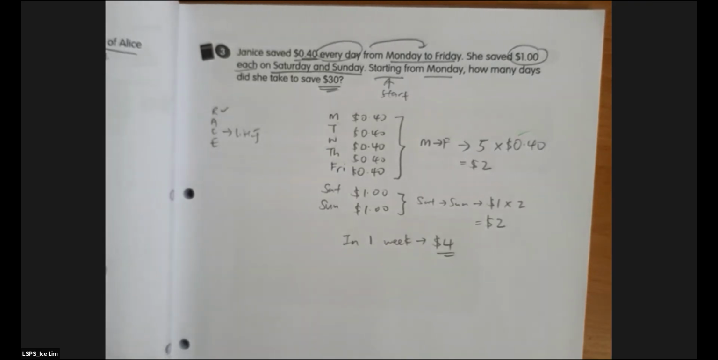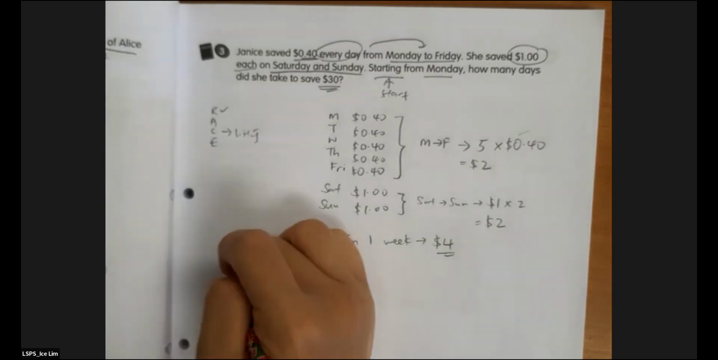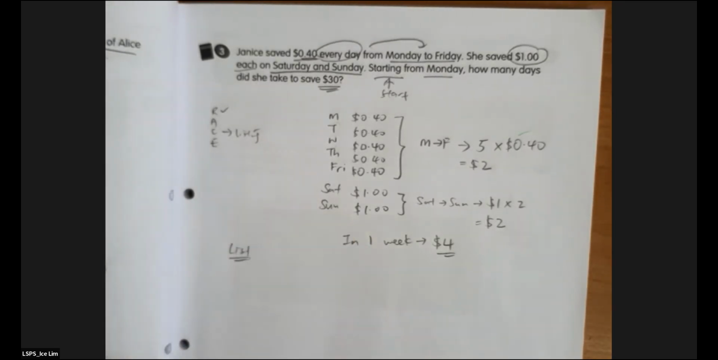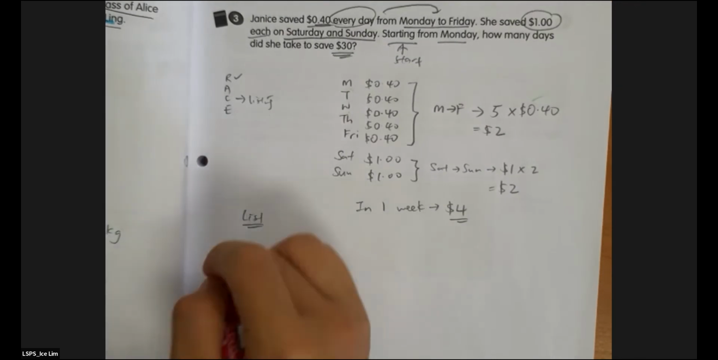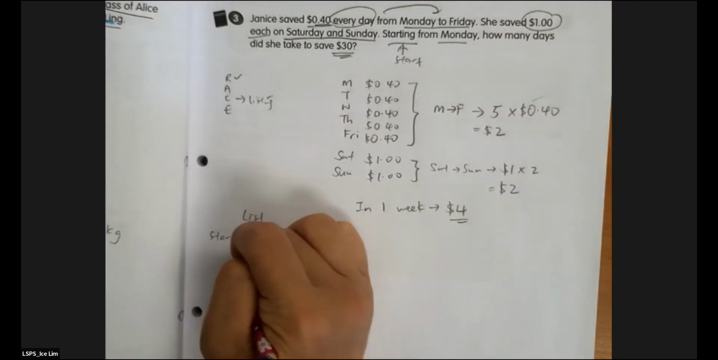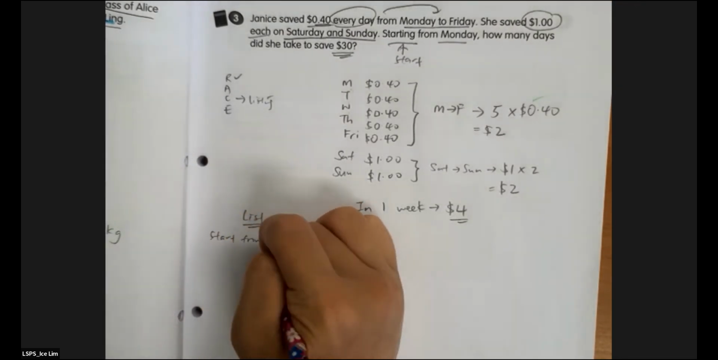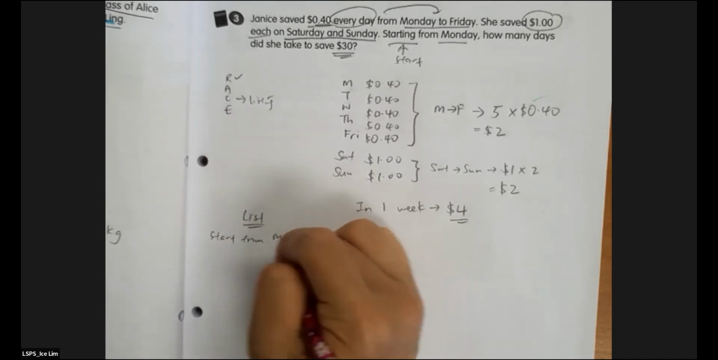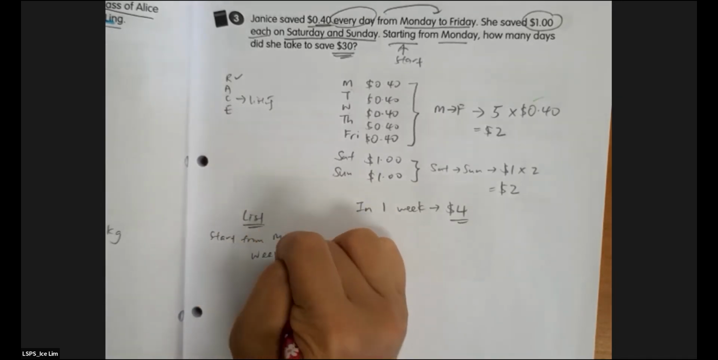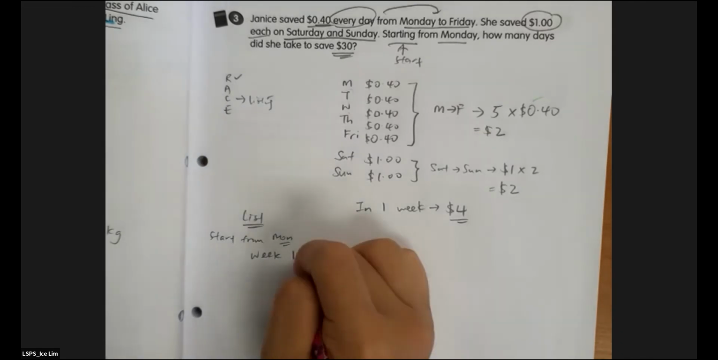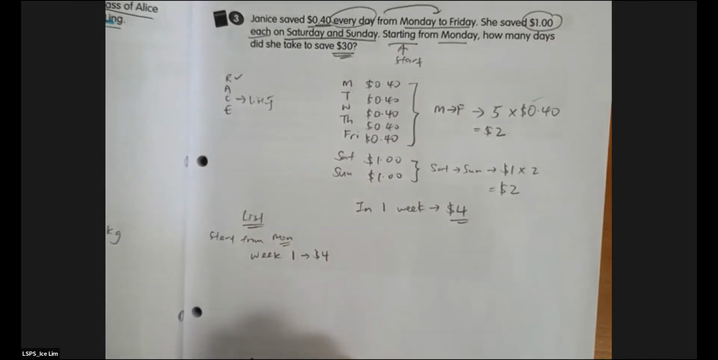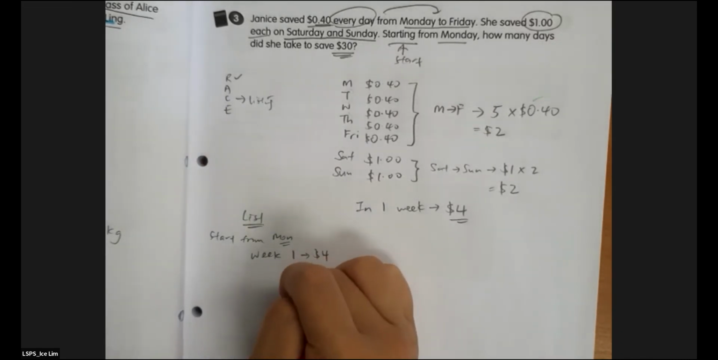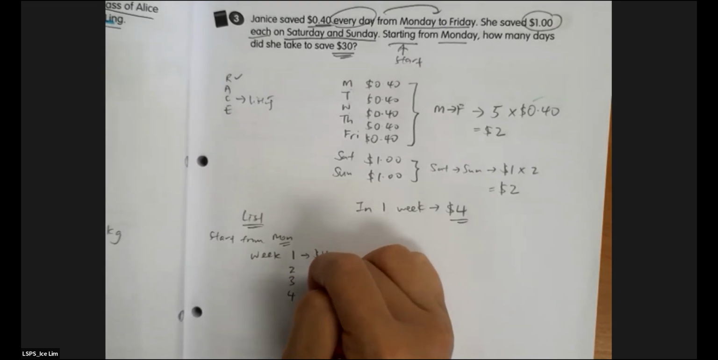Okay. Now, with this, I can continue to list. If I say list, I continue to list. Start from Monday. Week 1, $4. Week 2, week 3, week 4. 4, 8.